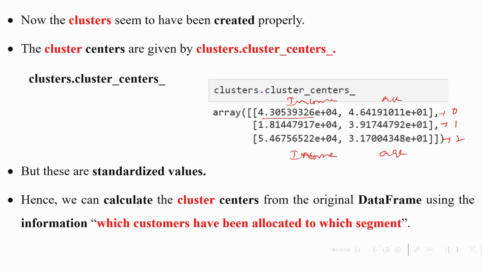Hence we can calculate the cluster centers from the original data frame using the information about which customers have been allocated to which segments. So we apply the standard scaler on the original data set, and only then apply the clustering algorithm on our data set, so that our algorithm provides the corresponding cluster IDs perfectly. So this is about the normalization of the features.